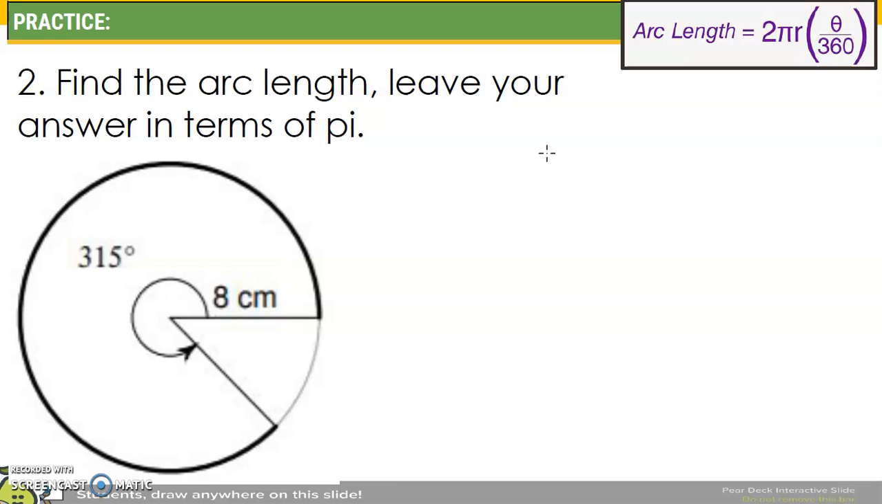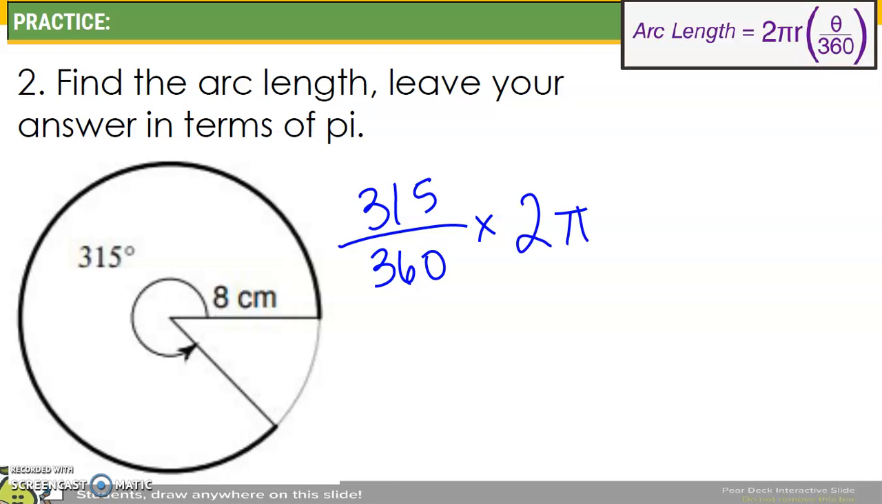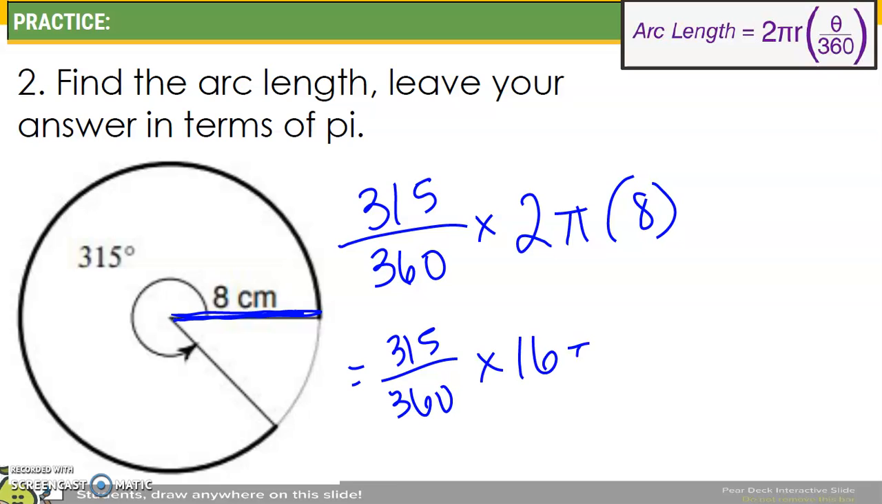Number 2, find the arc length. Leave your answer in terms of pi yet again. So let's use this formula. Arc length equals 2 pi r times the central angle over 360. And I like to do this fraction first. So we have a central angle, which is 315 over 360, times 2 pi r. So 2 times pi times r, which is right here, the radius. And before I type anything into the calculator, I like to do this piece first. So we have 315 over 360 times 16 pi.